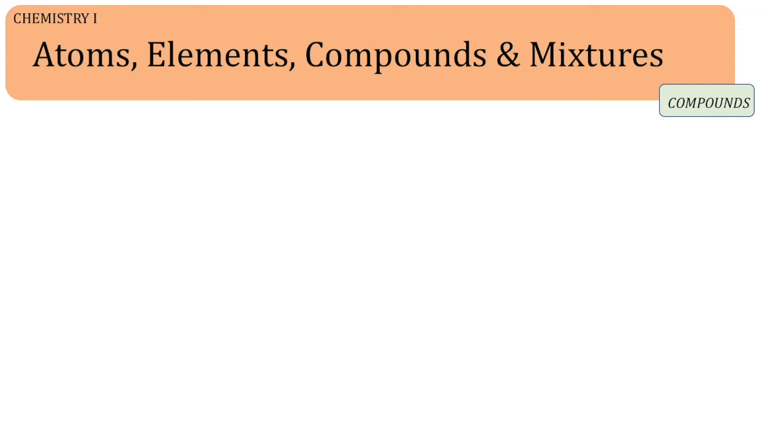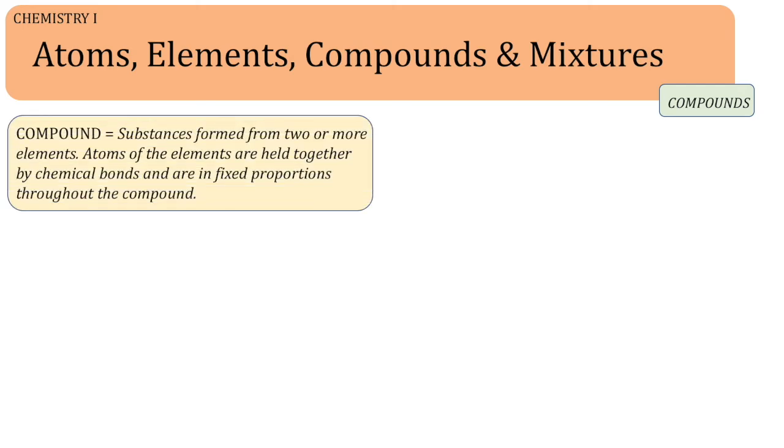Now we're focusing on compounds, substances formed from two or more elements. The atoms of those elements have to be held together by chemical bonds, and these are in fixed proportions. A chemical bond means that there has been some transfer of electrons, but we'll get into that in another video. Just like every definition in this video, you have to learn it word for word.